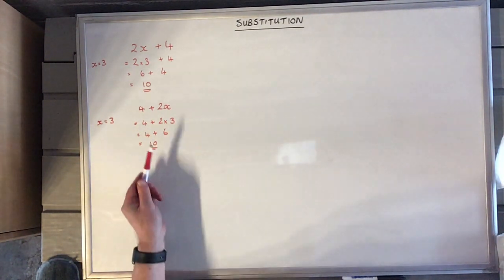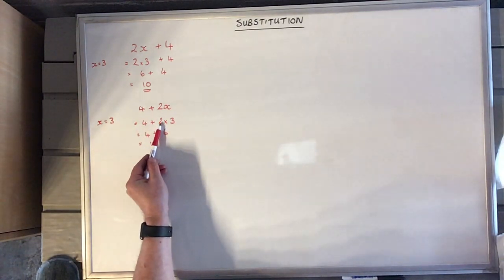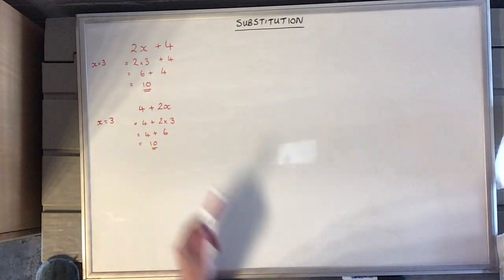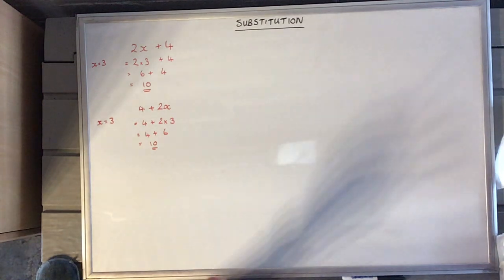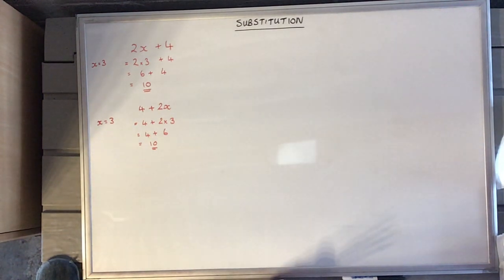Lots of people make the mistake of doing 4 plus 2 is 6, times 3 and getting 18. That's wrong. You need to know your order. Remember brackets, then order, then division, multiplication, add and subtract. That's all that you must do. Okay, and that's all there is to substitution.